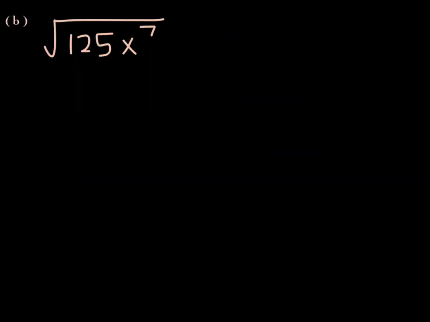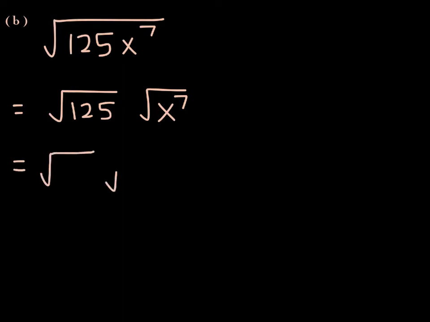Now we have the square root of 125 x to the 7th power. The first thing I'm going to do is use the product rule for radicals to rewrite this as the square root of 125 and then the square root of x to the 7th. Now I'm going to continue using the product rule. The square root of 125, I want to rewrite as the square root of 25 times 5. That's 125. The reason I'm splitting 125 into these two particular factors is because 25 is a perfect square. Now, I have the square root of x to the 7th out here.